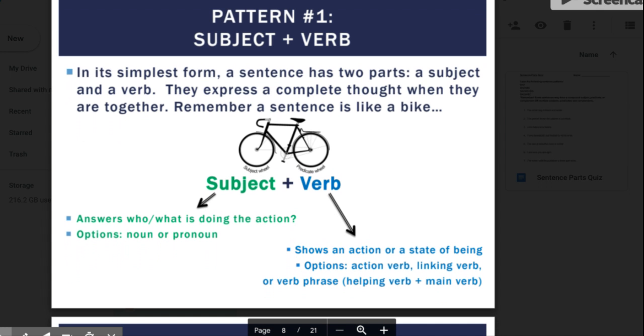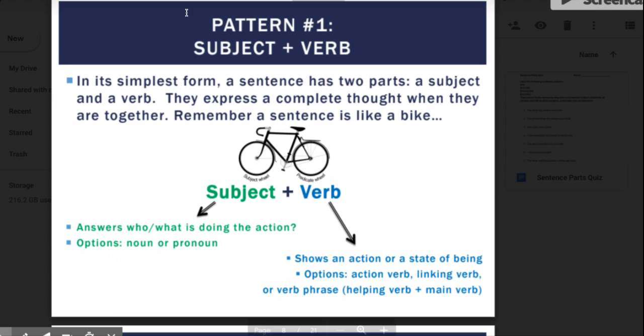All right, pattern 1, subject plus verb. I'm going to go pretty quick because it's pretty simple. In its simplest form, a sentence has two parts, a subject and a verb. They express a complete thought when they are together. Remember, a sentence is like a bike. Subject wheel, predicate wheel. If you only have one wheel, it's pretty hard. So you got to have both pieces, but those are the most necessary. Remember, your subject answers who or what. The verb shows an action or state of being. Remember, you can have an action or a linking. Okay.